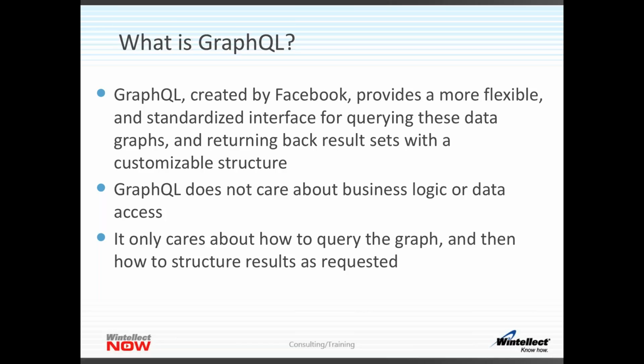GraphQL is going to provide us an interface where we can actually specify what we want. We can specify what pieces of data we want related together, and then it gives us back the actual structure that we're looking for, not giving us more data than what we need, but also not giving us less data than what we need. Okay?